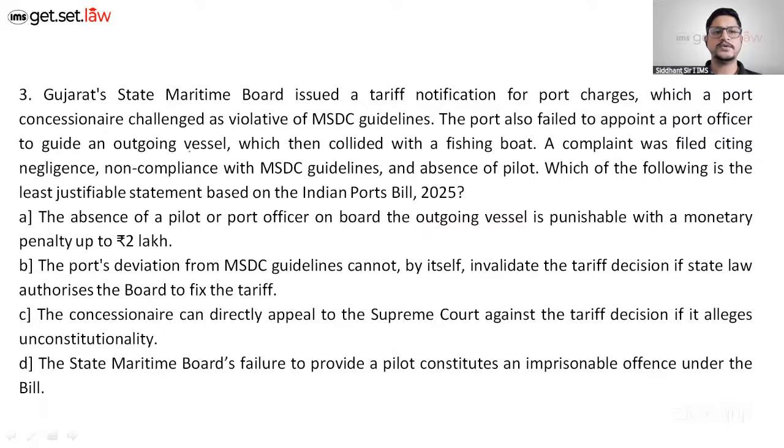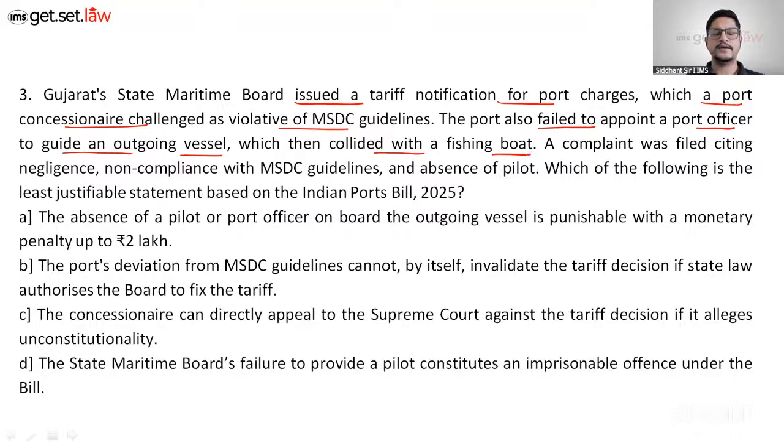Chalo. Third question. Gujarat State Maritime Board issued a tariff notification for port charges, which a port concessionaire challenged as violative of MSDC guidelines. Now, MSDC guidelines were different. Gujarat State Board has issued a tariff notification. There is a conflict. The port also failed to appoint a port officer to guide an outgoing vessel, which then collided with a fishing port.